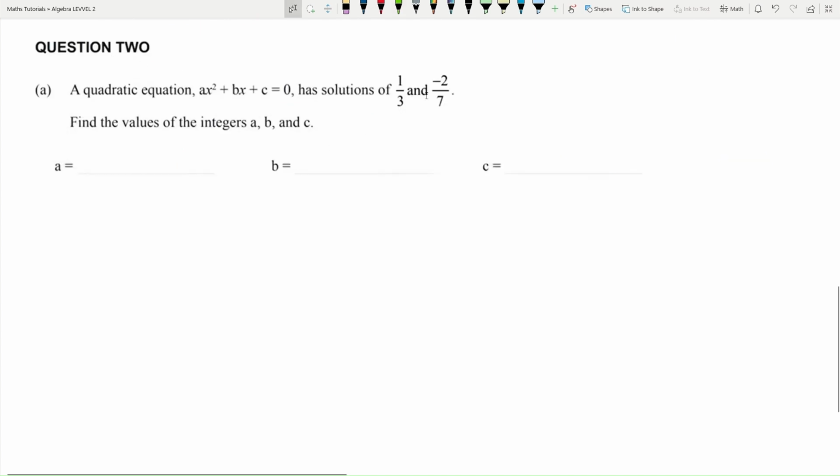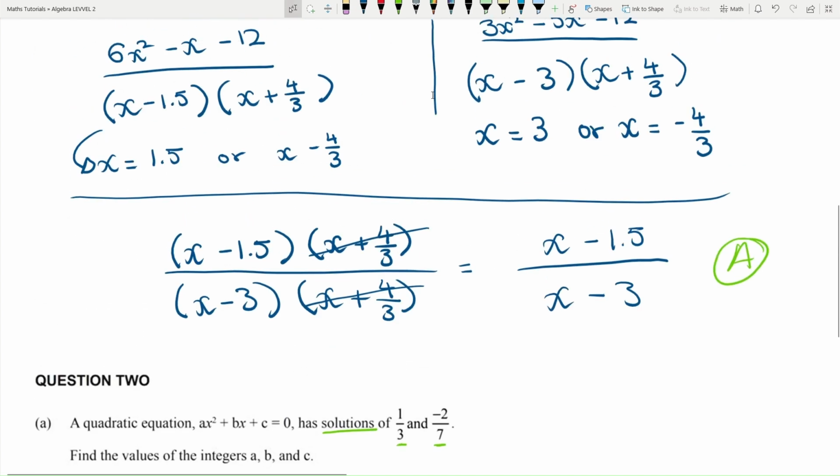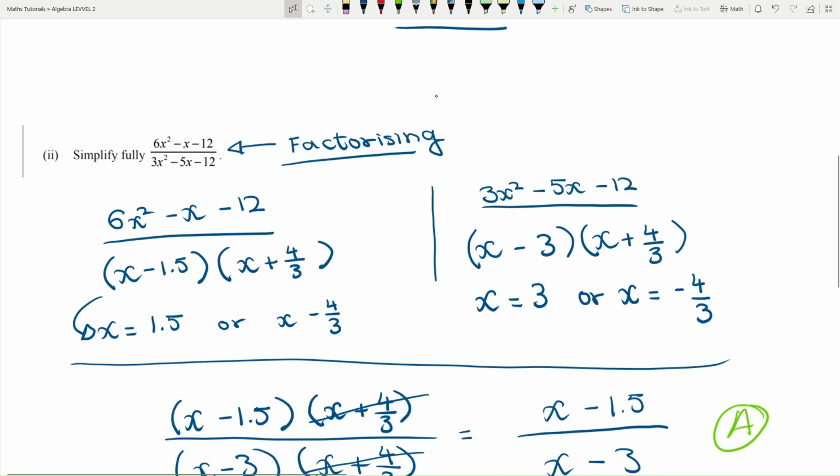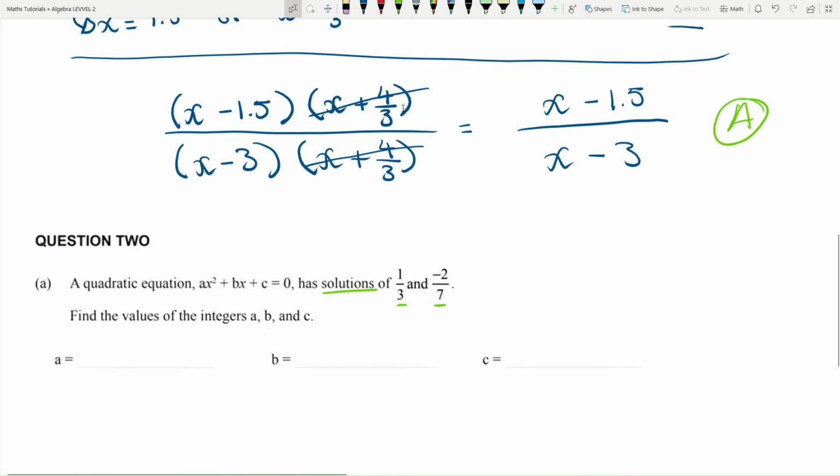So question 2 part A is also an achieved question. They have given you solutions, and we have to work backwards to find a, b, and c, or the equation. So how are we going to do this? We also did it in the last question, if you remember. We worked backwards, so we had the solutions, and we got it in that form. So we have to do something like that.